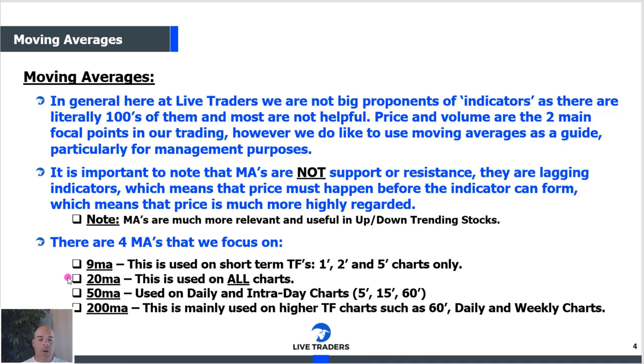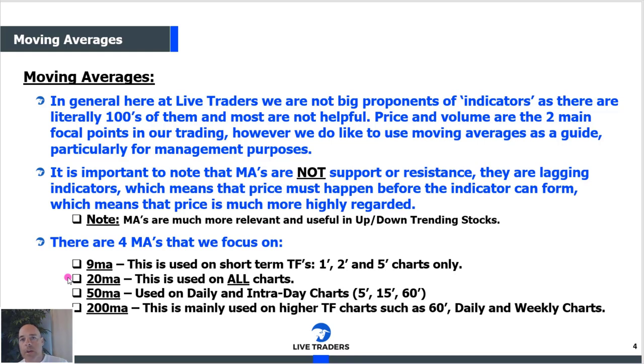And no, I would not have four moving averages on your chart. I would have one to two, maybe three on the high side. Which one you choose really depends on the time frame you're using. So if you're scalping on the 1 and 2 minute chart, then I would probably have a 9 and a 20 on there.